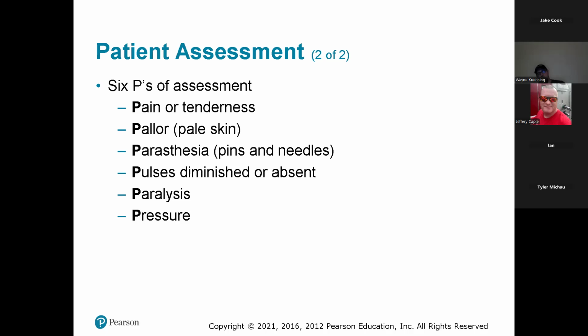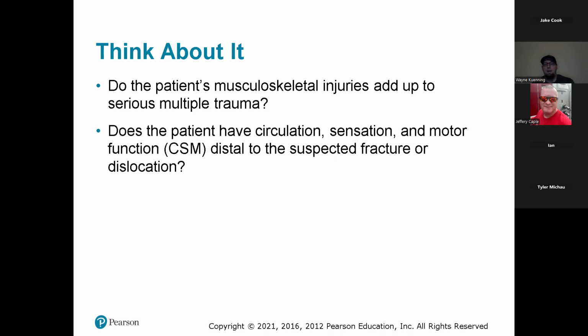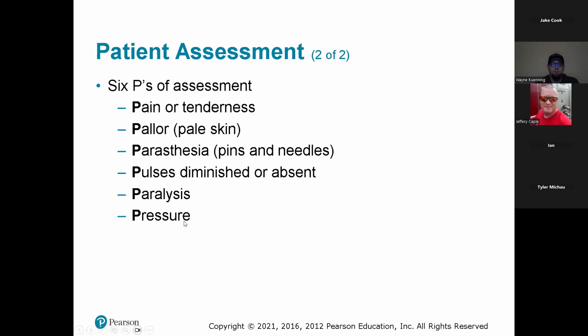So the 6 P's of patient assessment are pain and tenderness, pallor, the color of the skin, paresthesia, the pins and needles. I'm sure you've fallen asleep on your hand, and when you move your hand, you feel like you're being stabbed in your hand. Pulses, diminished or absent, paralysis, or does it feel like there's pressure? That last one is going to be your compartment syndrome. If they feel like they've got severe pressure in their hand or their foot or their ankle or whatever's injured, lean towards a compartment syndrome.